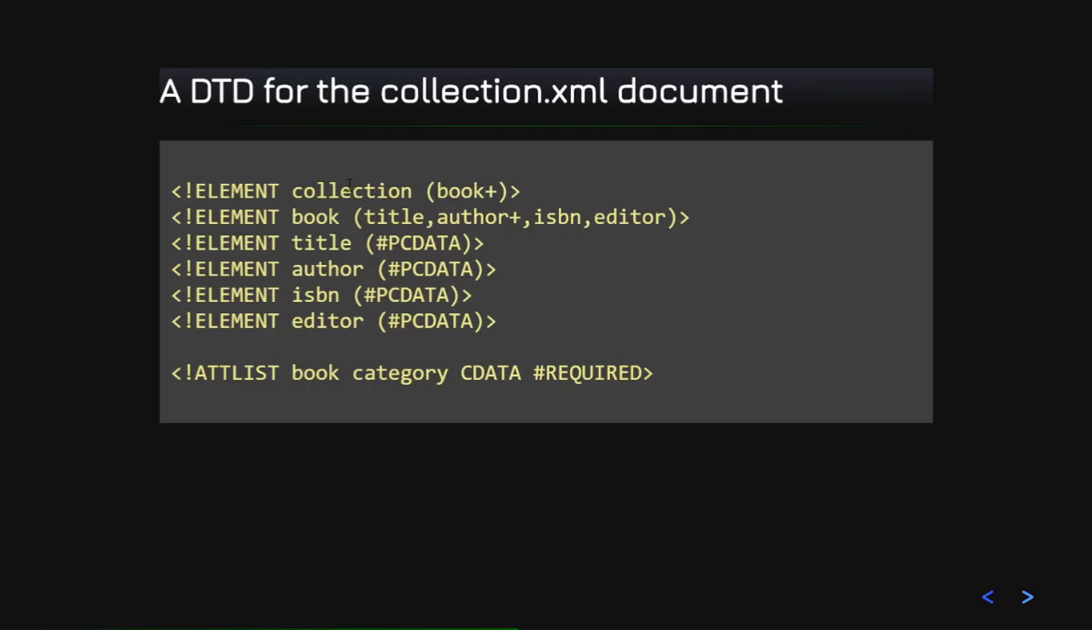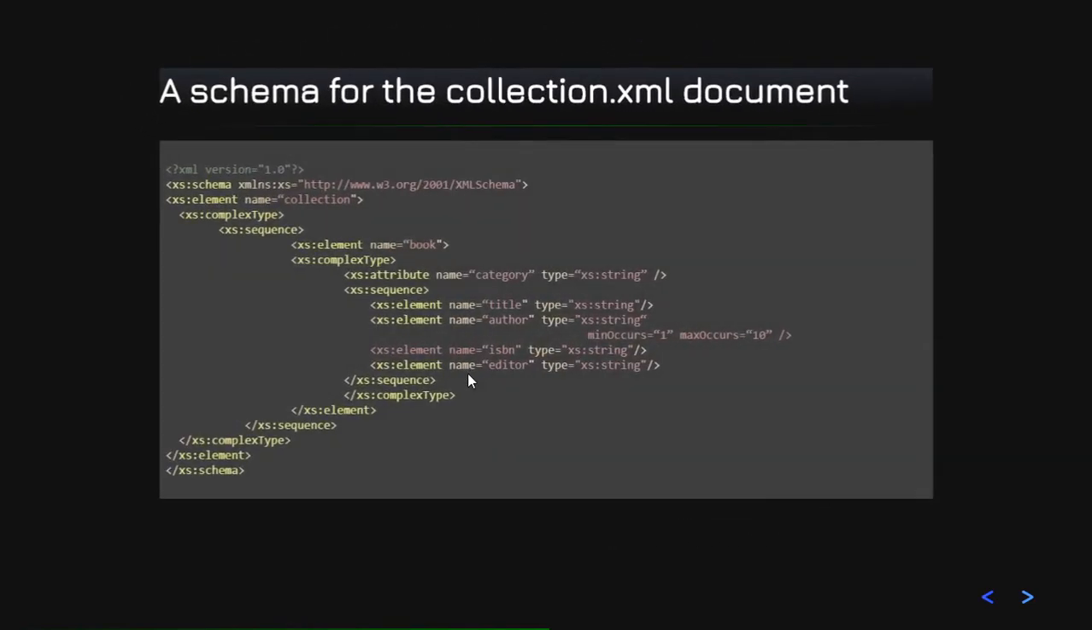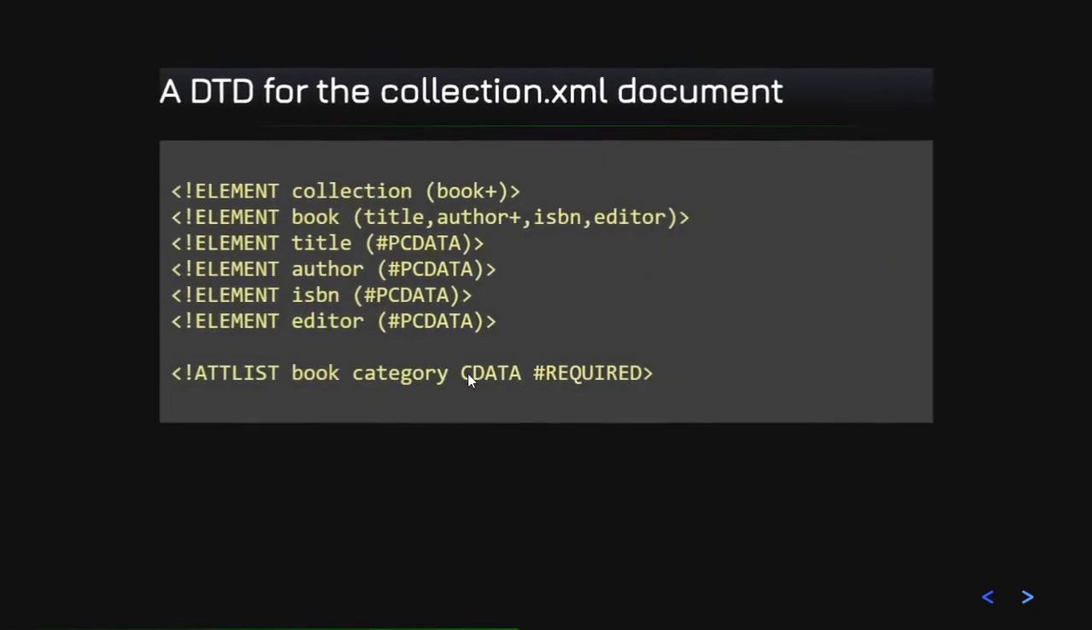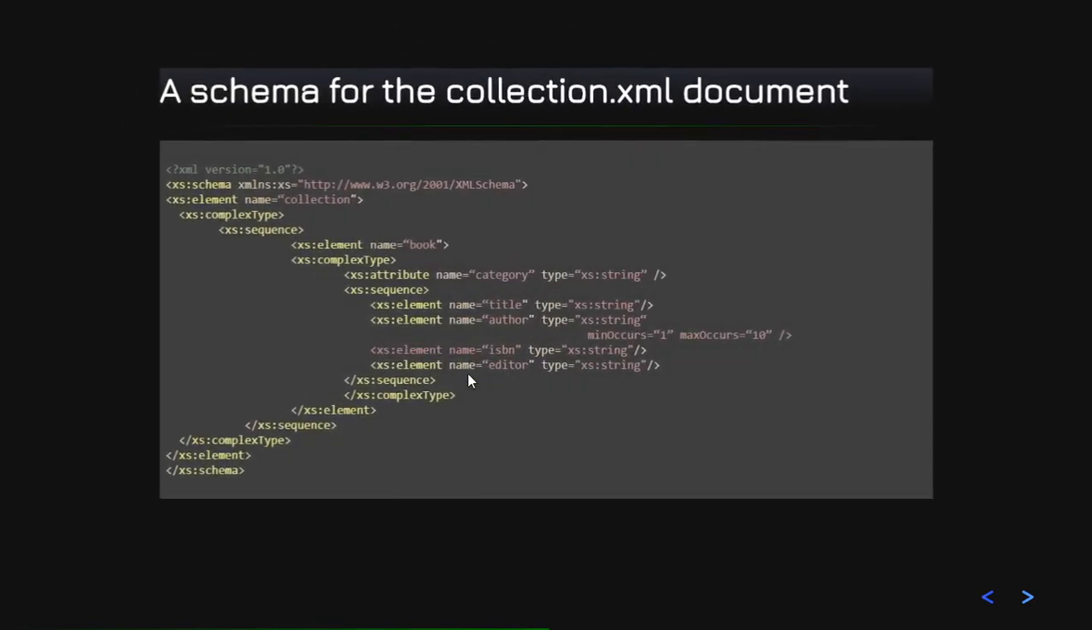At least one book should be a child of collection. And then each book has title, one or more author, ISBN and editor tags. Each of these tags, title, author, ISBN and editor, contains parsable character data. And there's also an attribute for book, which is category, which is required, and it contains character data. Okay, this was an example of a DTD document for the collection XML document.